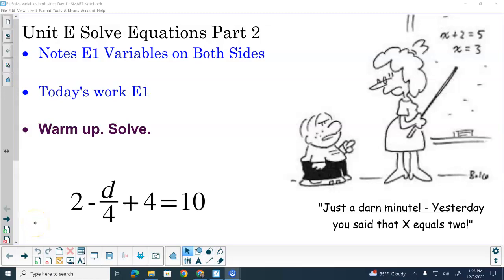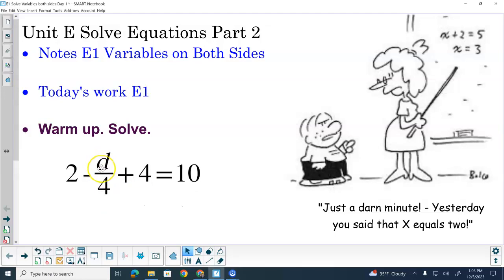A little different. The warm-up is off to the side up top of homework unit 1. But the warm-up problem is right here. Okay, there we go. 2 minus d divided by 4 plus 4 equals 10. So solve that one right now, please.